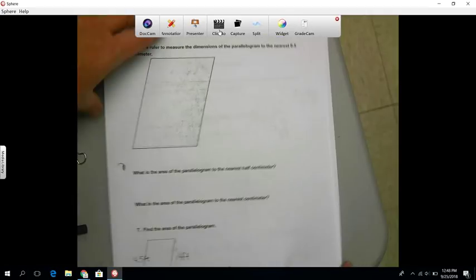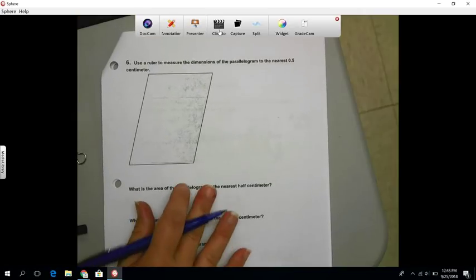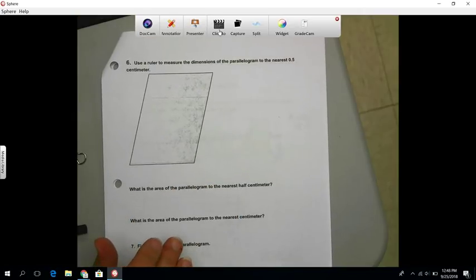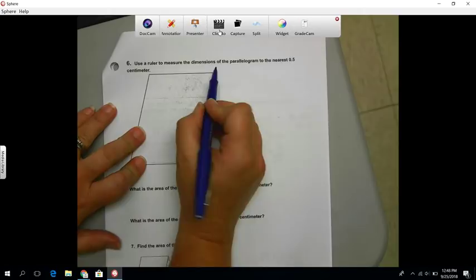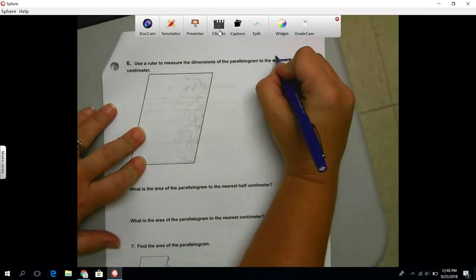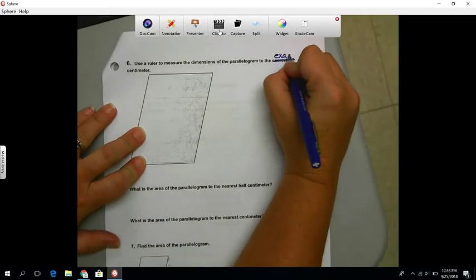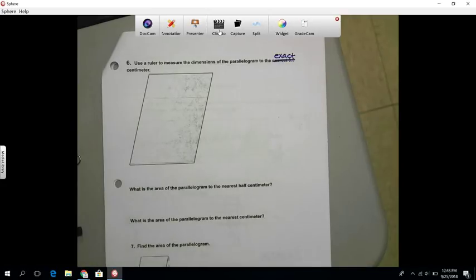We're going to change the directions on this next one to make it a little bit more exact. So right here, use a ruler to measure the dimensions of the parallelogram to the right here. Cross that out and let's put exact centimeter. So we want to measure it exactly to the closest millimeter as we possibly can.